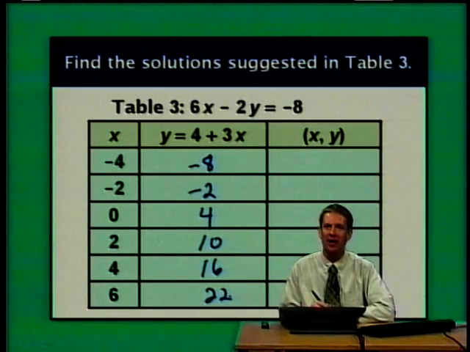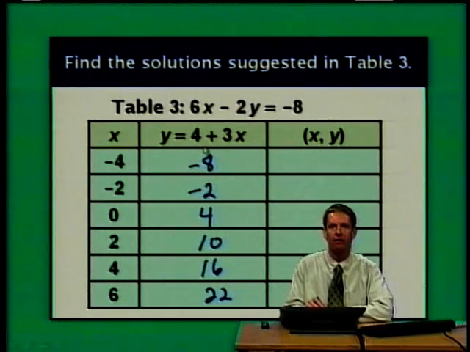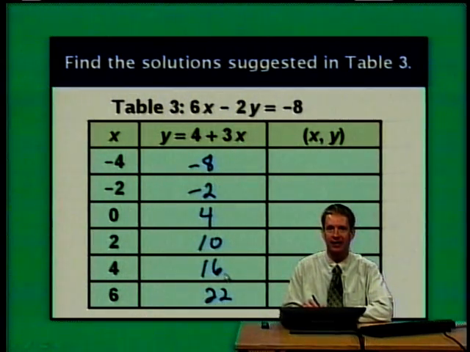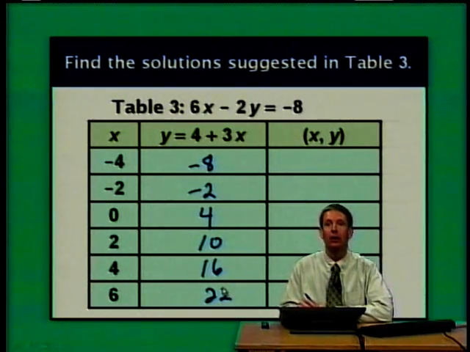Now, this is a new idea, so let's make sure that these values are correct. When x is 4, we have 4 plus 3 times 4. 4 plus 12 is 16. When x is 6, we have y equals 4 plus 3 times 6. 4 plus 18 is 22. Our pattern worked.